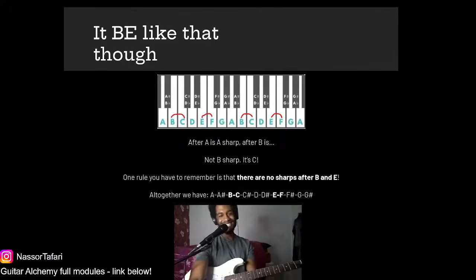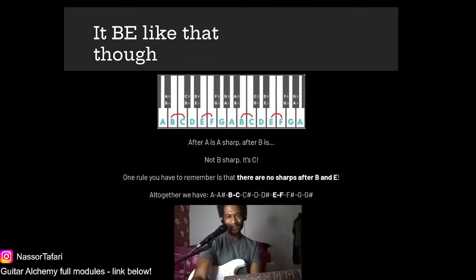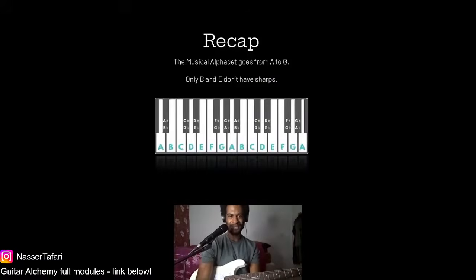Yeah, B and E don't have sharps. That's all you need to know. So the musical alphabet goes from A to G, and B and E don't have sharps.